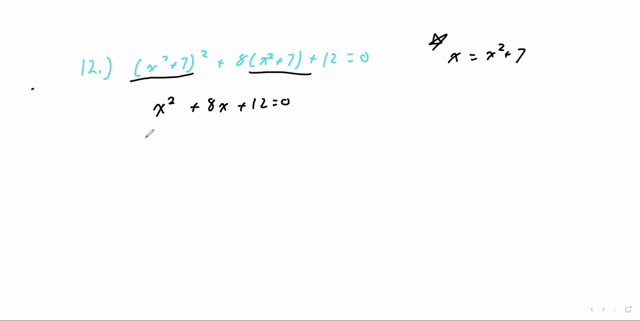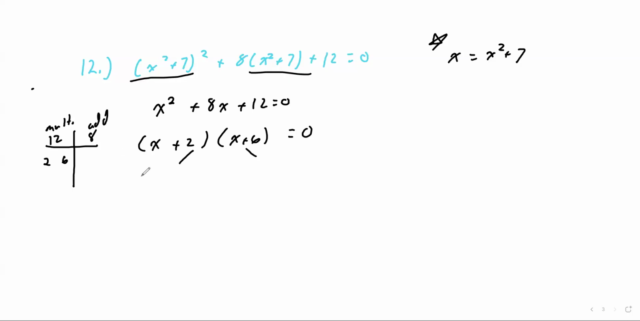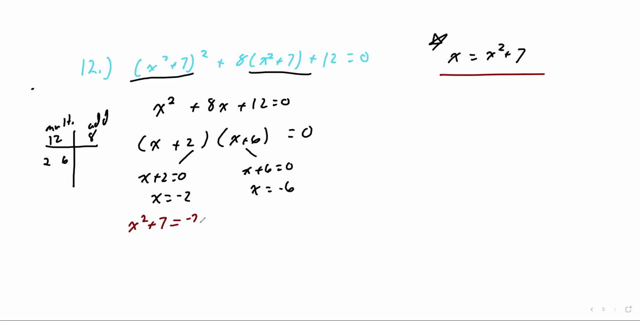So therefore, a quadratic will factor into two binomials. Leading term will be an x. T-chart, I need to multiply to 12, add to 8: 2 and 6. So 2 times 6 is 12, 2 plus 6 is 8, so positive 2, positive 6. So I get x plus 2 equals 0, x plus 6 equals 0. So I get x equals negative 2 and x equals negative 6. So this is the x I substituted in. So now I need to replace that x with the actual x, which is x squared plus 7 equals negative 2, and x squared plus 7 equals negative 6.